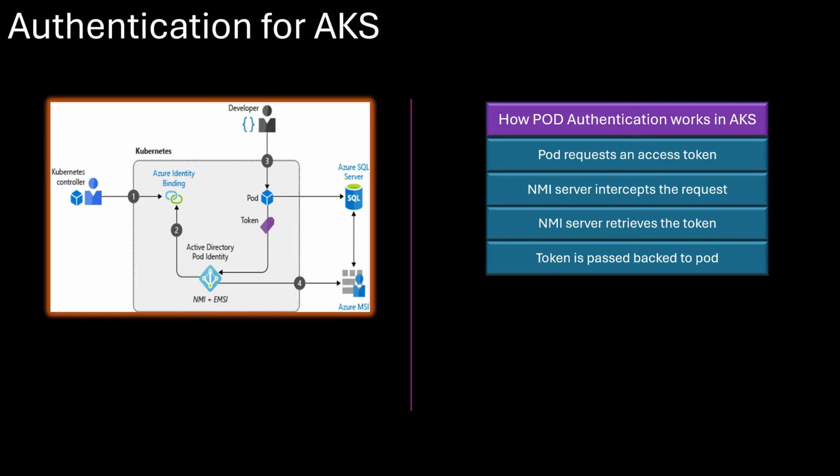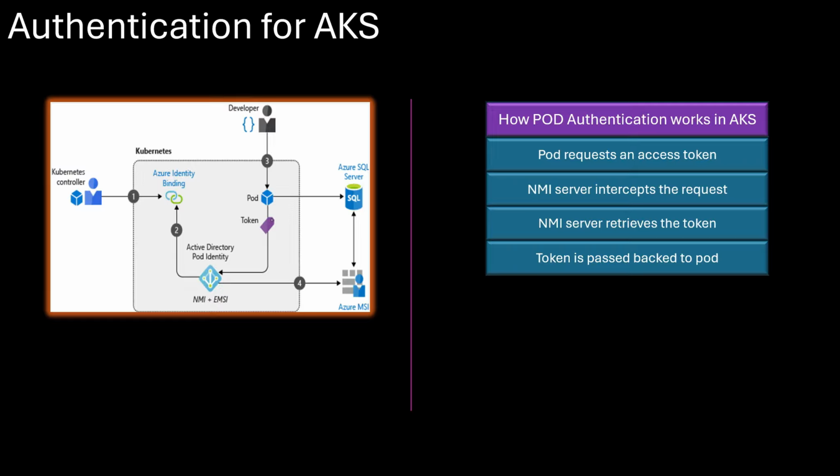Let's discuss now how pod authentication works in AKS. When a pod managed identity requests access to an Azure service, a pod requests an access token from Microsoft Entra ID. The node managed identity, which is an NMI server, intercepts the request and validates if the pod is authorized. If authorized, the NMI server retrieves the token from Microsoft Entra ID. The token is passed back to the pod and allowed to access the required Azure services securely. Bottom line, this authentication flow ensures that both users and applications follow strict identity and access management rules in AKS.